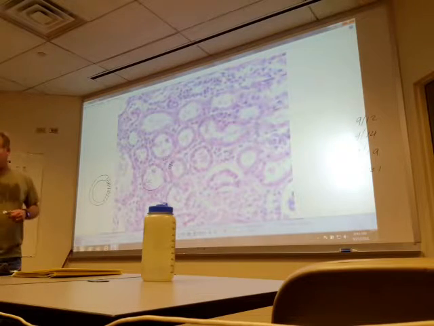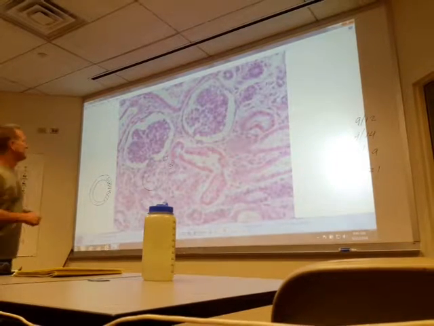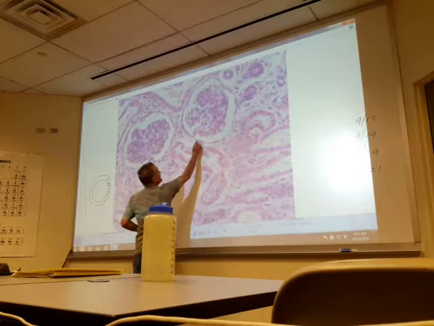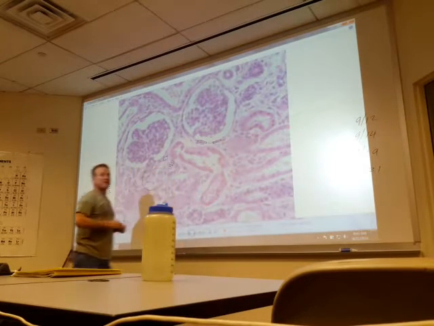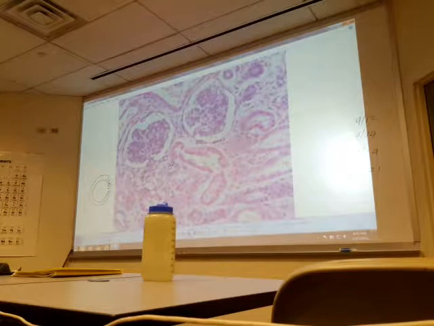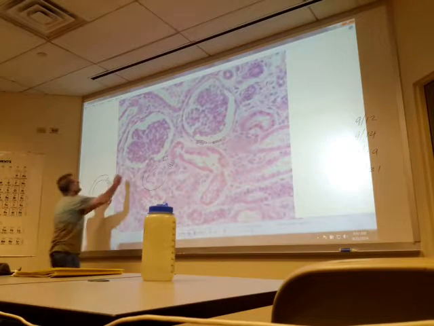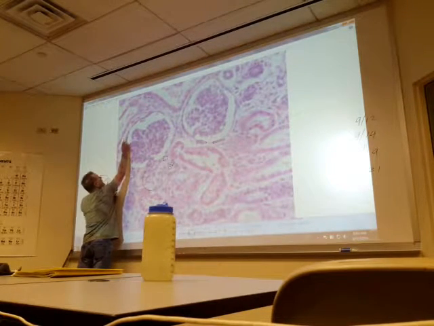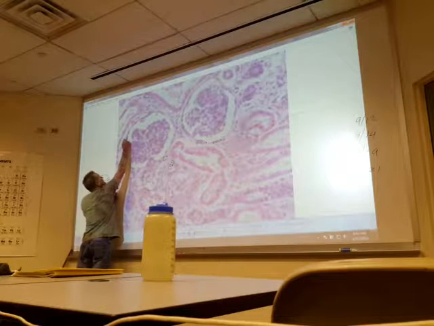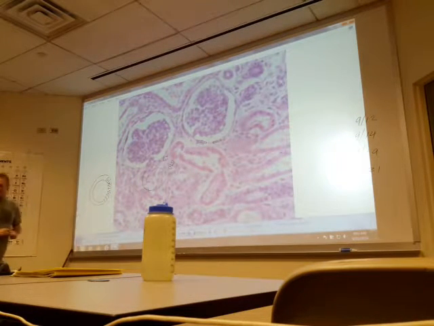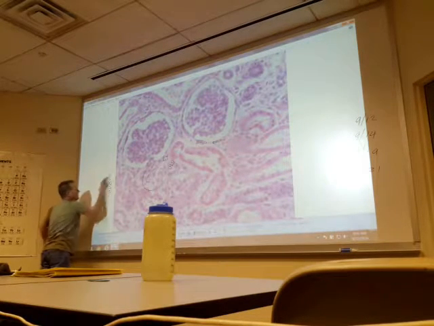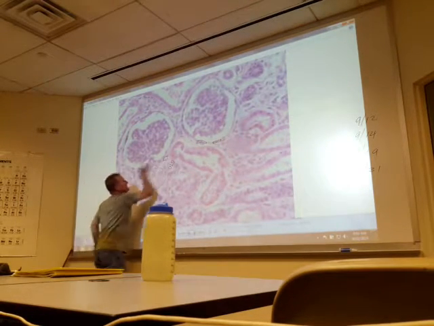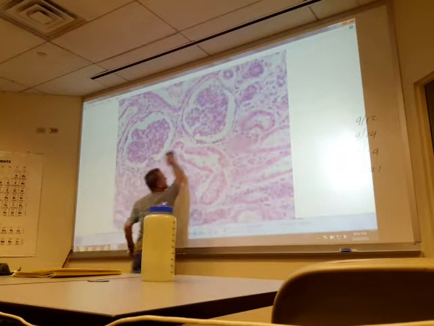If we compare the cuboidal cells there to these cells, these are squamous cells because they're very flat. They're wide and they're flat. Here's a really prominent one. Here's its nucleus. But so what's going on with all of this filtration, diffusion, selective reabsorption?